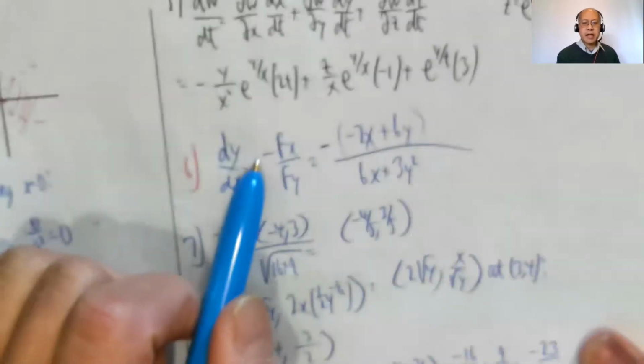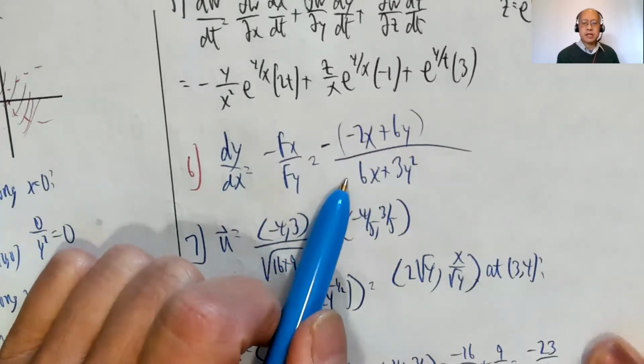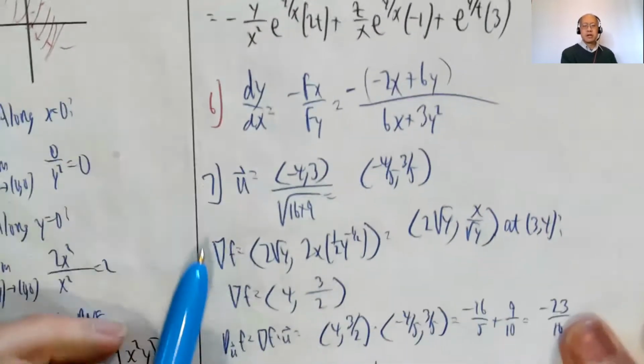Number six, dy/dx is simply negative f_x over f_y, which is the opposite of negative 2x plus 6y over 6x plus 3y squared. That's all there is to it.